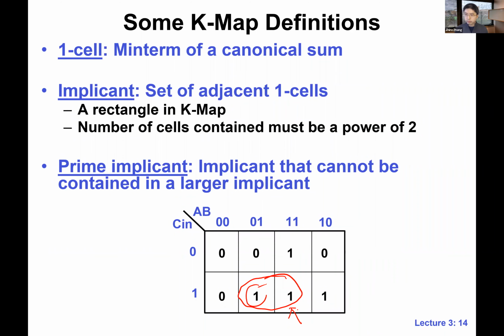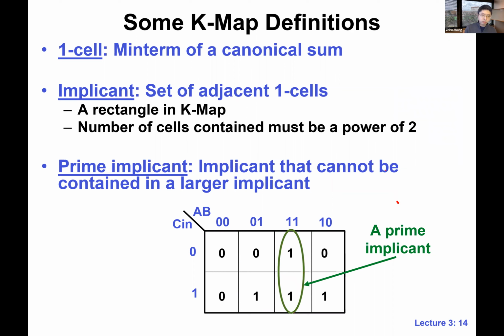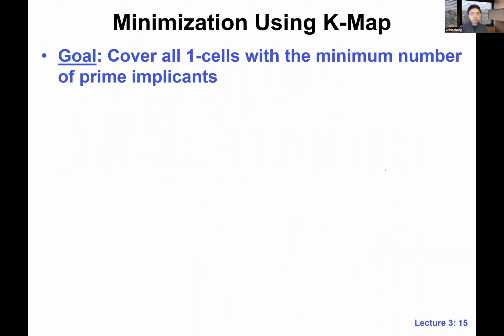Okay, yes. So can this one go up and down? Yes, this is also a prime implicant. This is also a rectangle. We'll see even weirder shapes pretty soon. So this one is actually a prime implicant, this green oval or green circle. And no diagonals; they have to be adjacent.